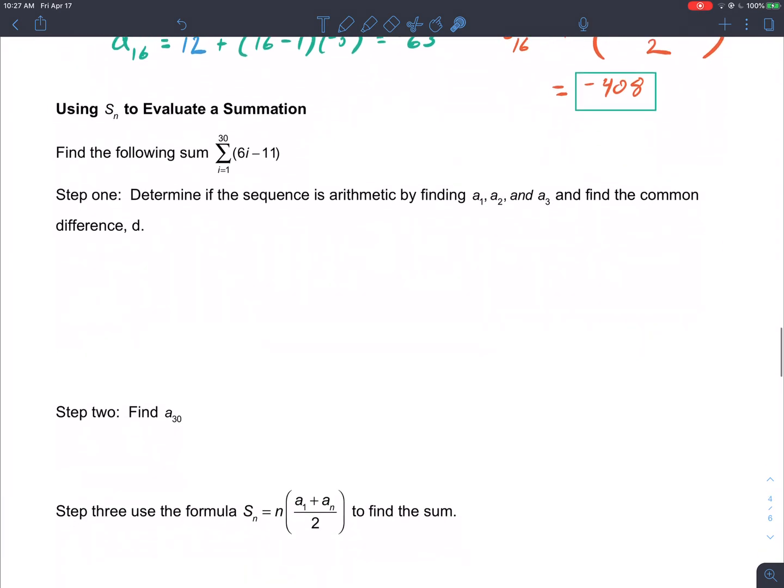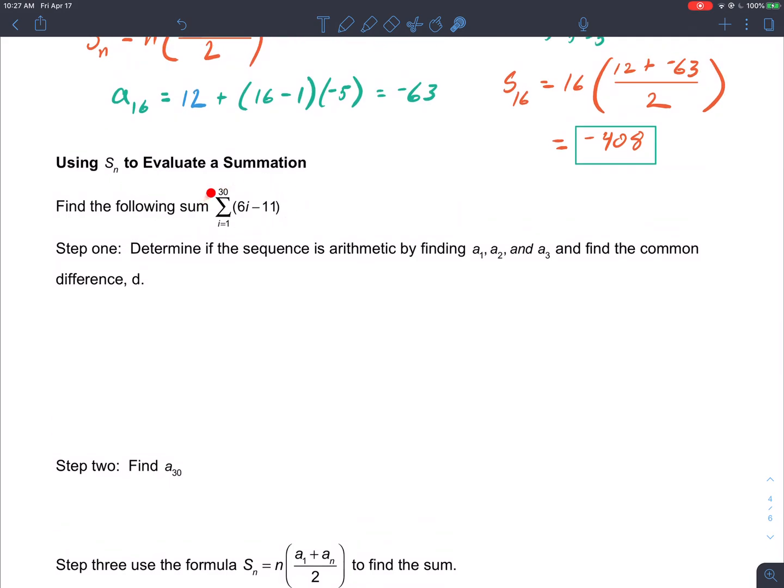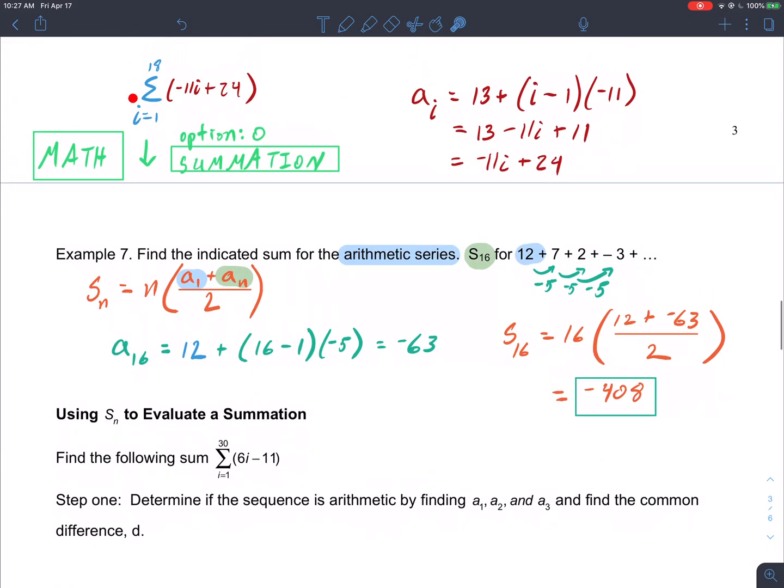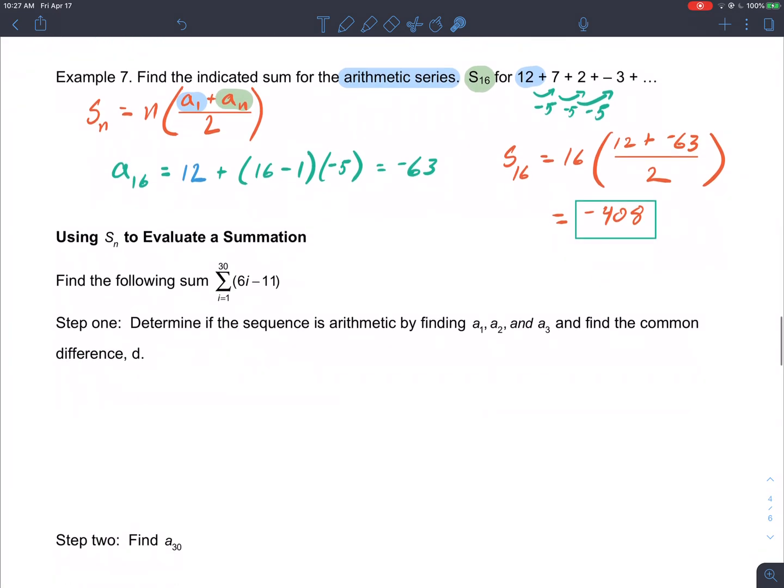All right, moving on. This one says evaluate the sum. This time the sum has been given in terms of sigma notation, which is why I've been talking about this and making sure that you're a little more comfortable with it. First thing we have to do is verify, well, let me back up.